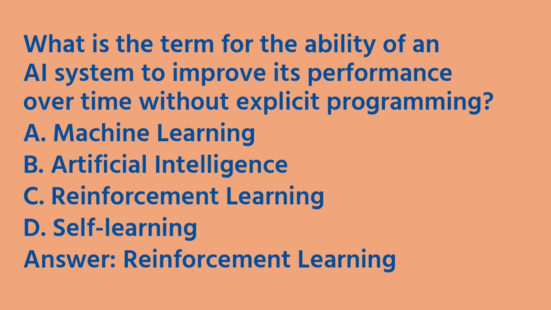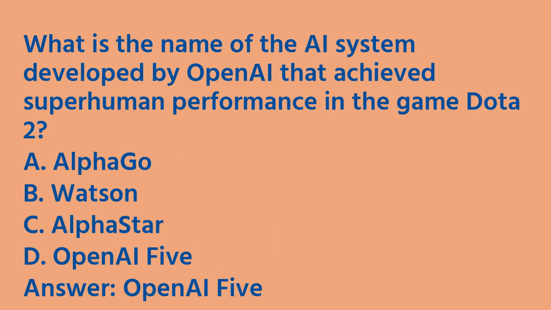What is the term for the ability of an AI system to improve its performance over time without explicit programming? A. Machine learning. B. Artificial intelligence. C. Reinforcement learning. D. Self-learning. Answer: Reinforcement learning.